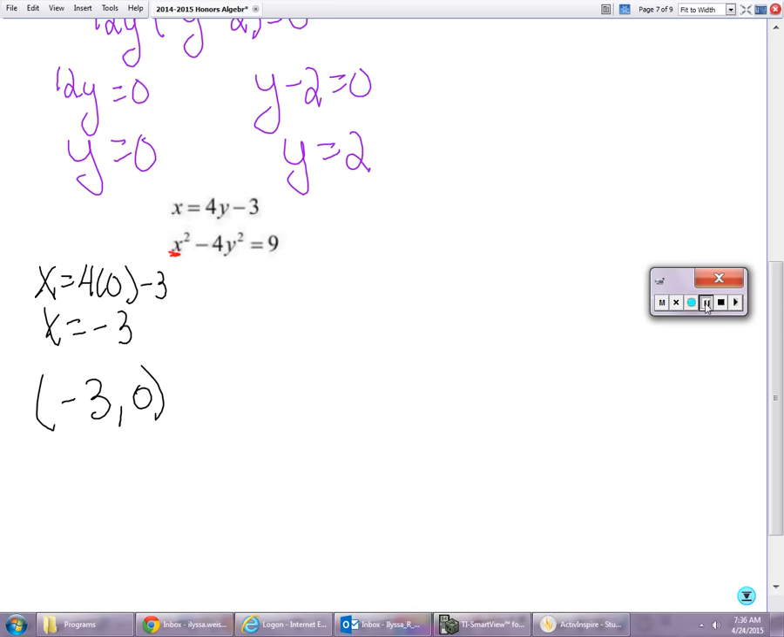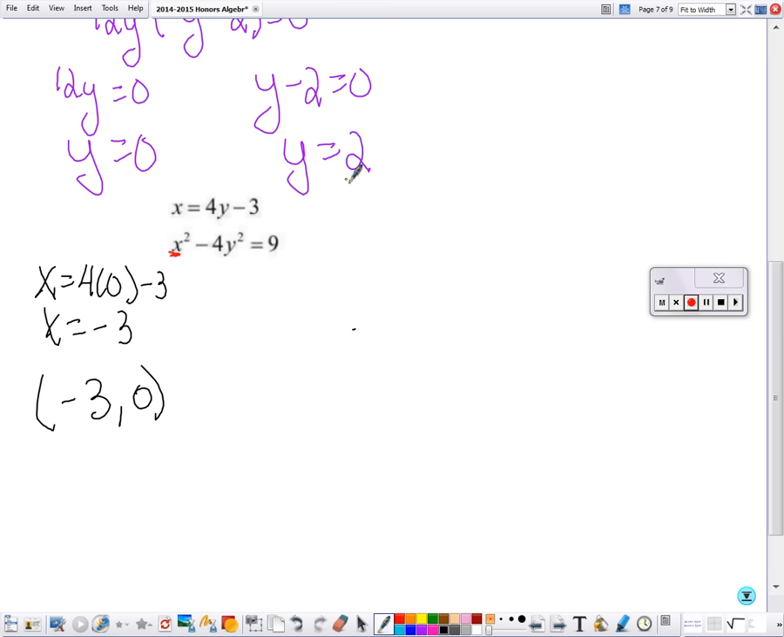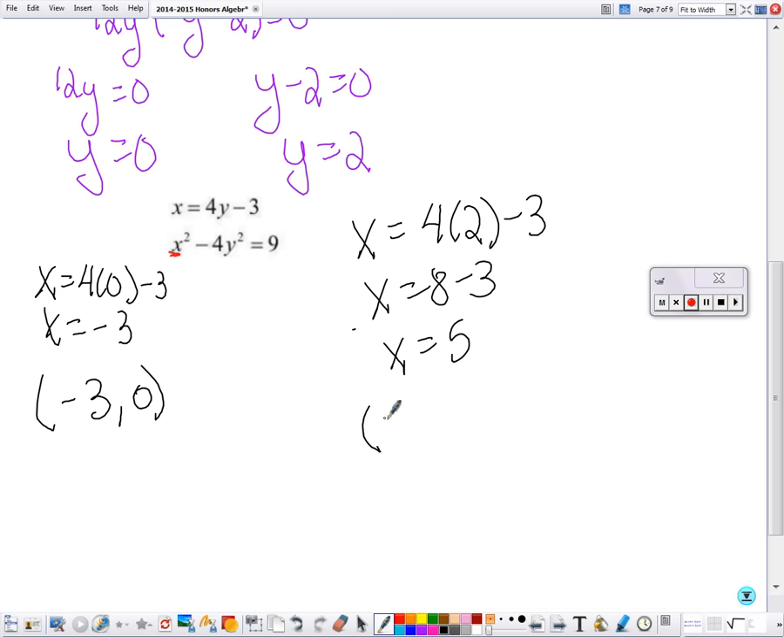And then for the other one, we have to do the same thing for y equals 2 here. So x is 5, so that's the point 5, 2.